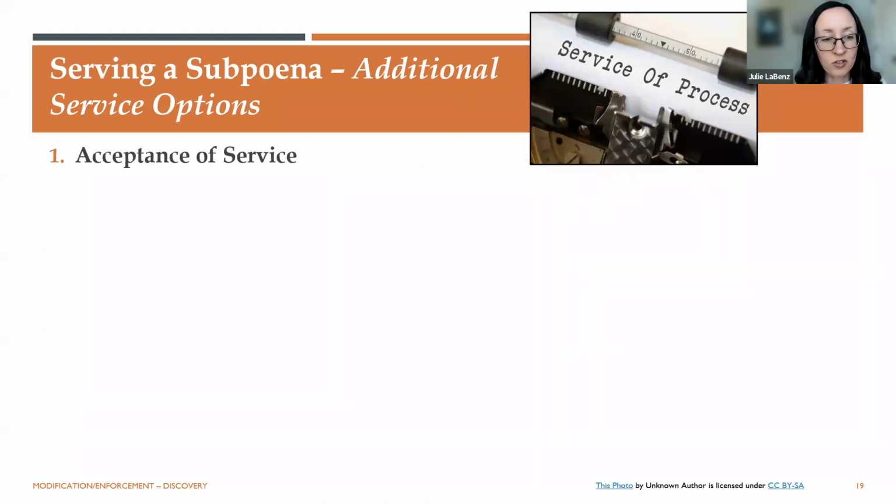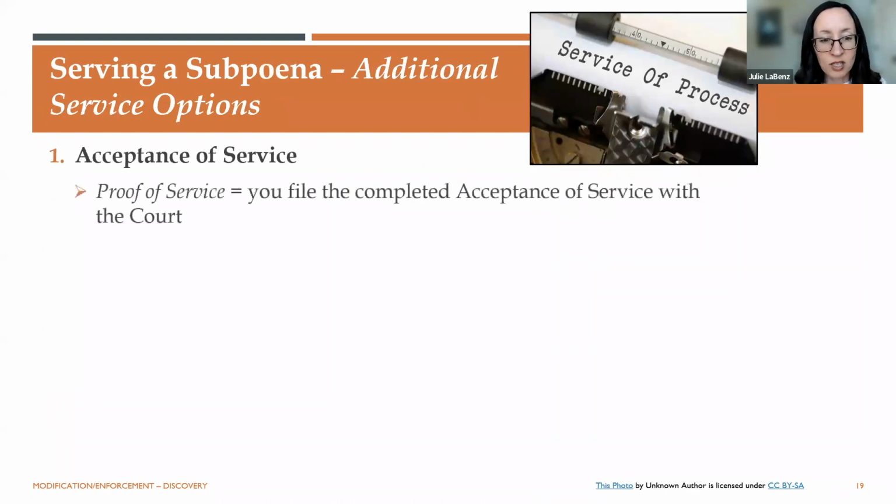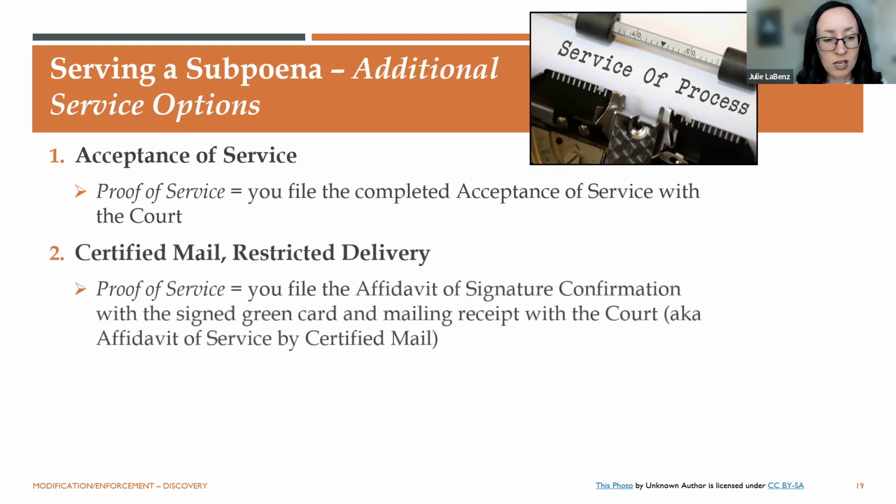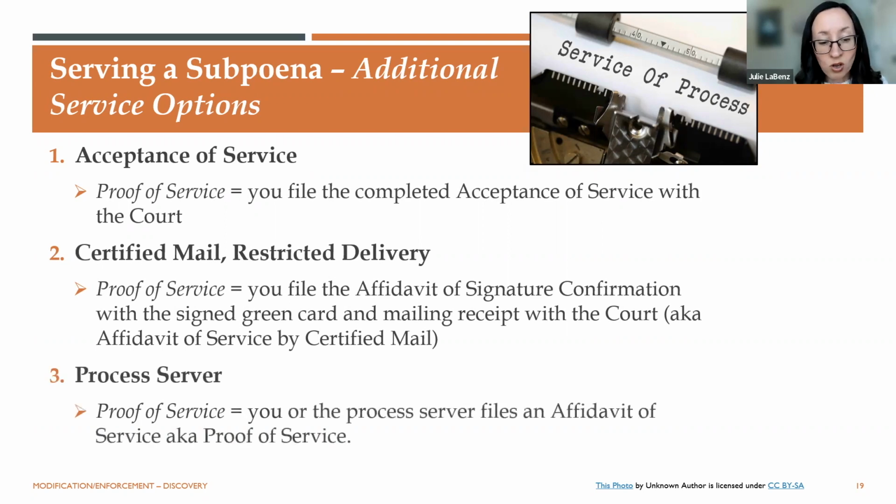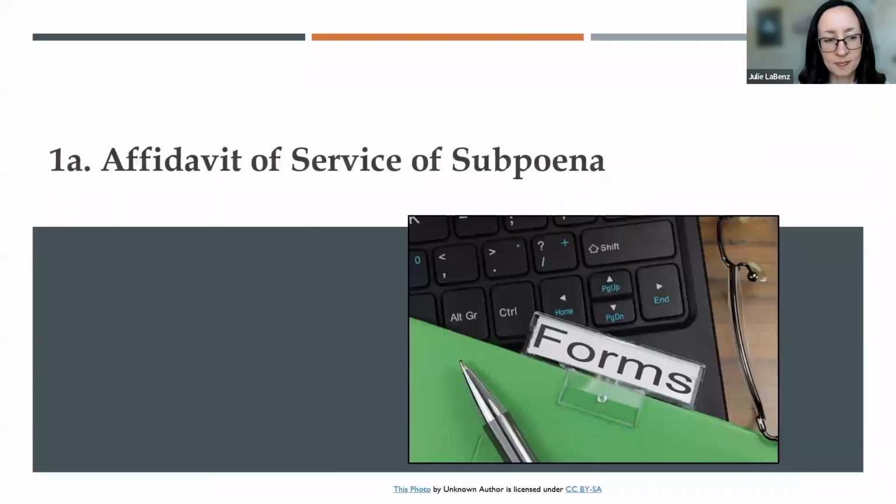For additional service options, you've got the acceptance of service. You would file the completed acceptance of service with the court. Certified mail restricted delivery, you would file the affidavit of signature confirmation with the signed green card and mailing receipt with the court. This is also known as an affidavit of service by certified mail. Or you could hire a process server, and then you or the process server would file an affidavit of service, also known as a proof of service.